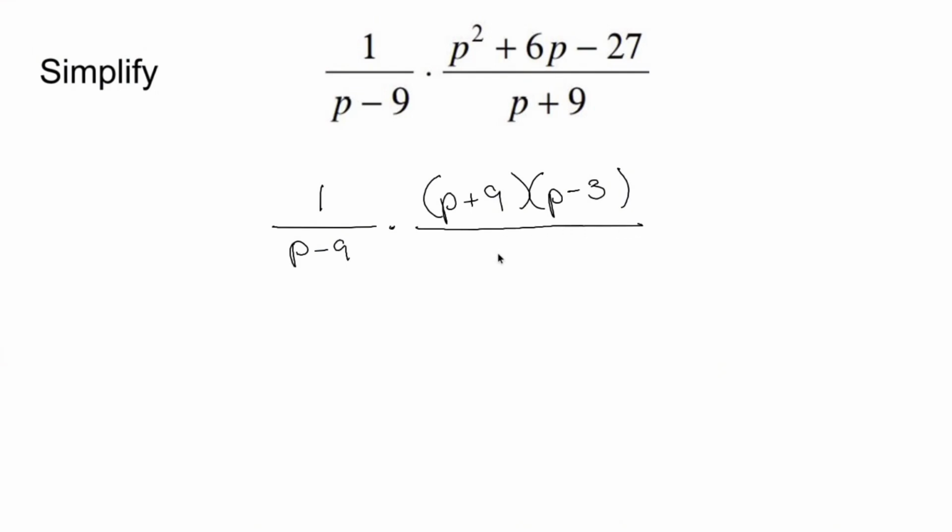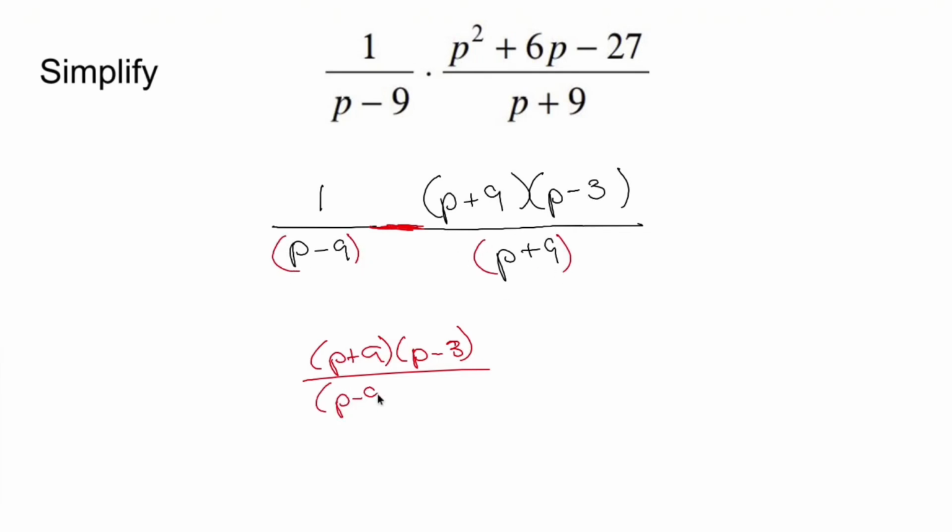That's going to be all over p plus 9. Now, if we're multiplying fractions, we can essentially extend that bar and say, all right, well, 1 times p plus 9 times p minus 3 is p plus 9 times p minus 3. And on the bottom, we have p minus 9, p plus 9, p minus 9, p plus 9. Since all we're doing is multiplying this times that over this times that, anything that's in the numerator that's the exact same as the denominator crosses out. That leaves us with p minus 3 over p minus 9.